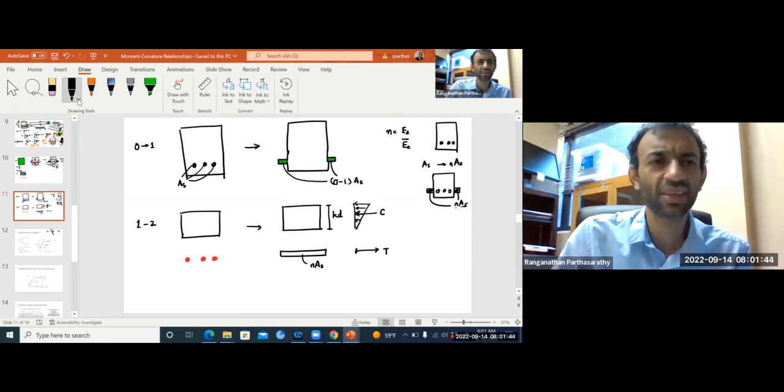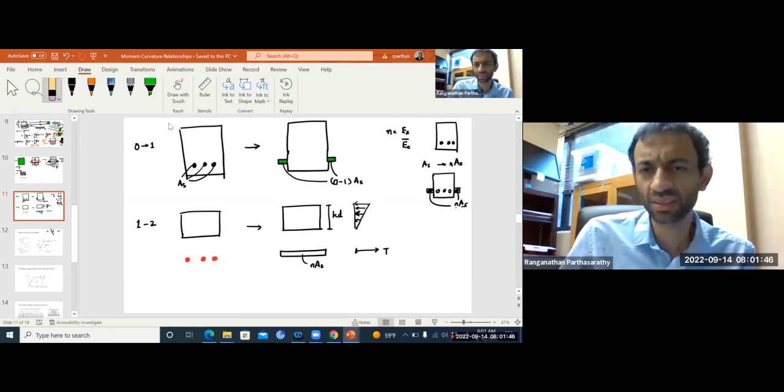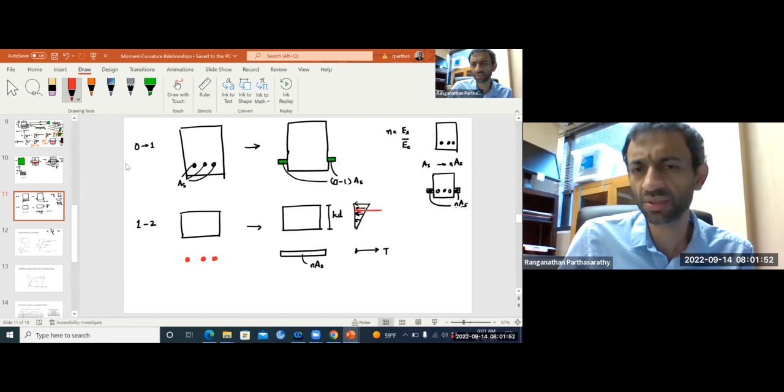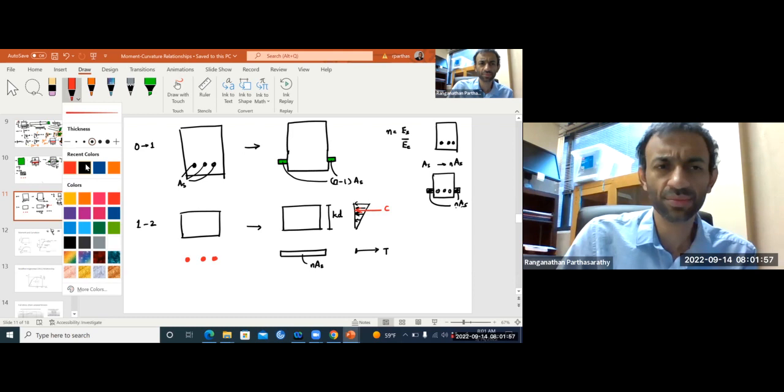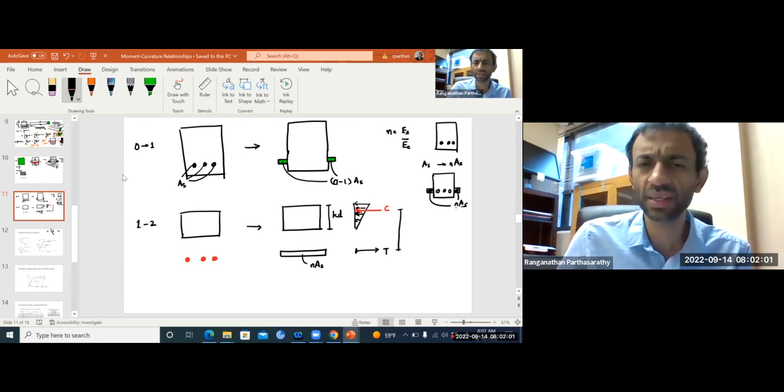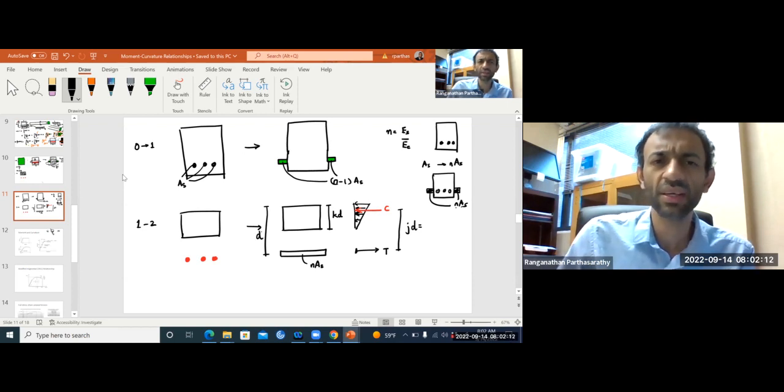C should be at the centroid. The centroid is at 1/3 the distance from the base, so C is here. The distance between C and T is our lever arm, and that is called jd. Again, d is the effective depth from the top to the centroid of the tension steel. That is small d. Remember, total height is called h.